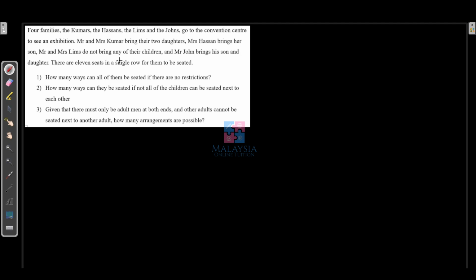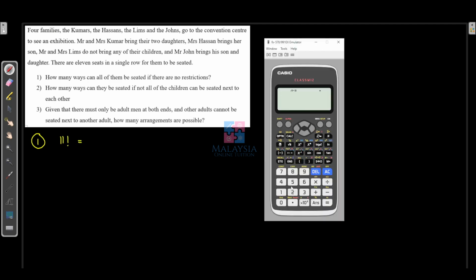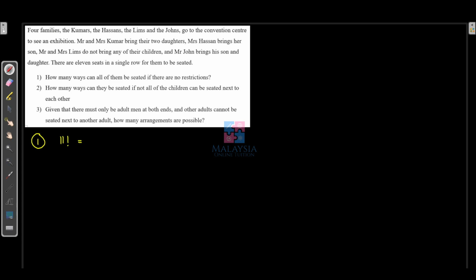There are 11 seats in a single row for them to be seated. For part 1, how many ways can all of them be seated if there are no restrictions? So no restrictions, we have 11 seats and 11 people. So straight away 11 factorial, just that. So 11 factorial is 39,916,800. This is the final answer for question number 5, part 1.